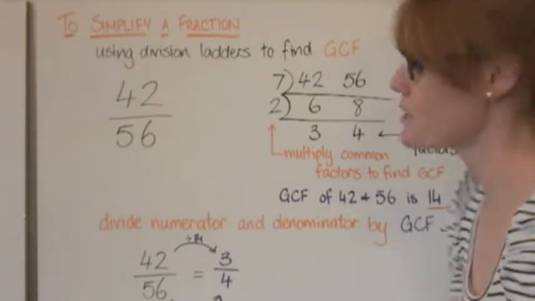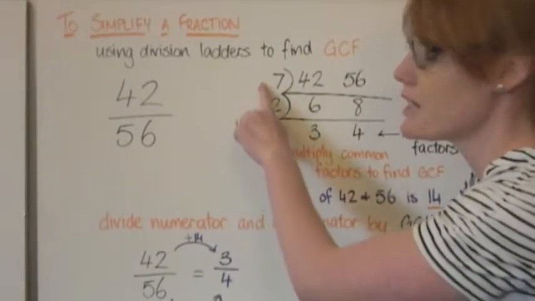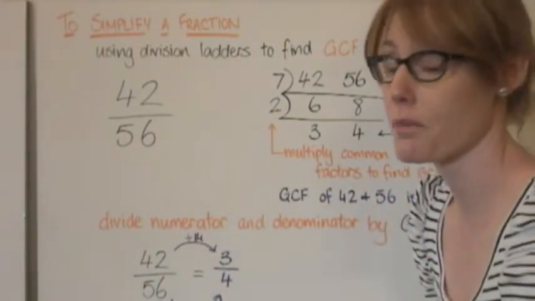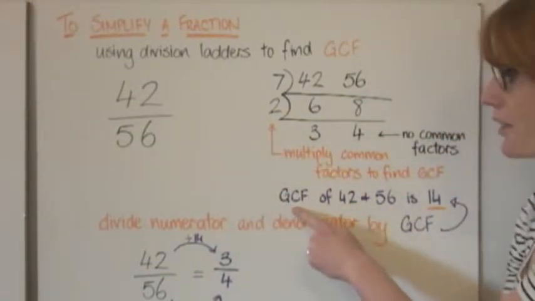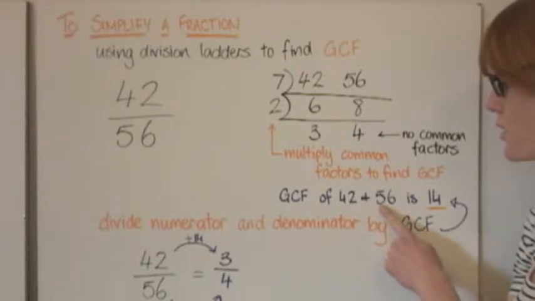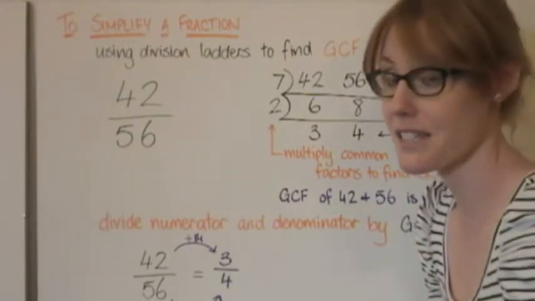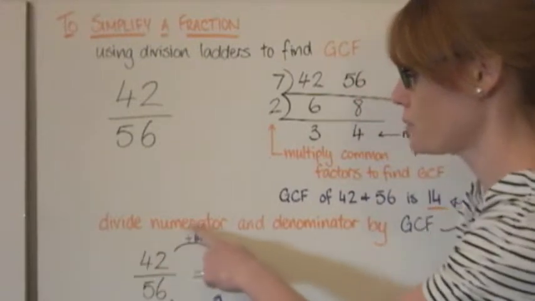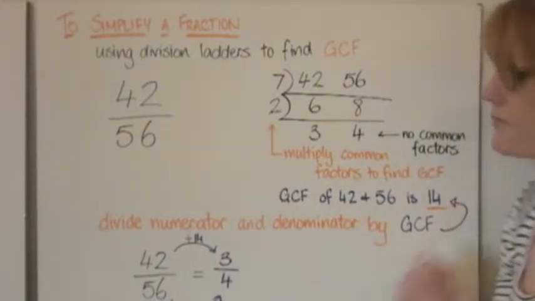The next step is for me to multiply the common factors that I've listed here to find my greatest common factor. So if I multiply 7 and 2, I find that the greatest common factor of 42 and 56 is 14. My next step is to divide the numerator and denominator by the greatest common factor, which is 14.